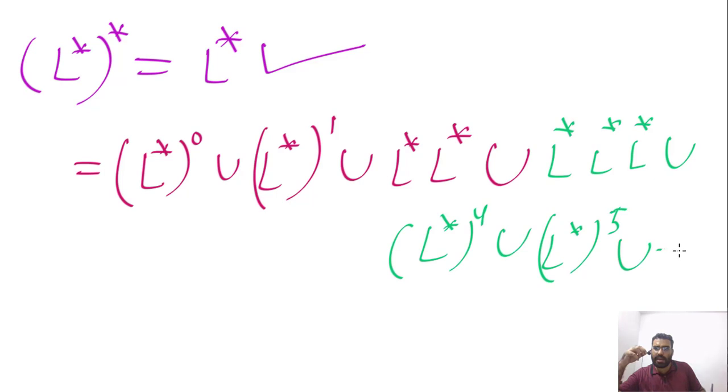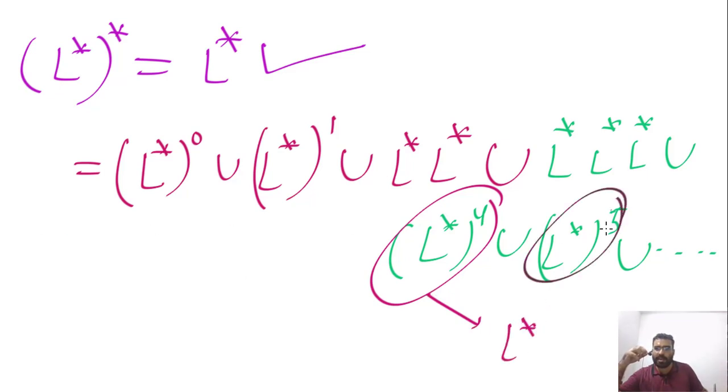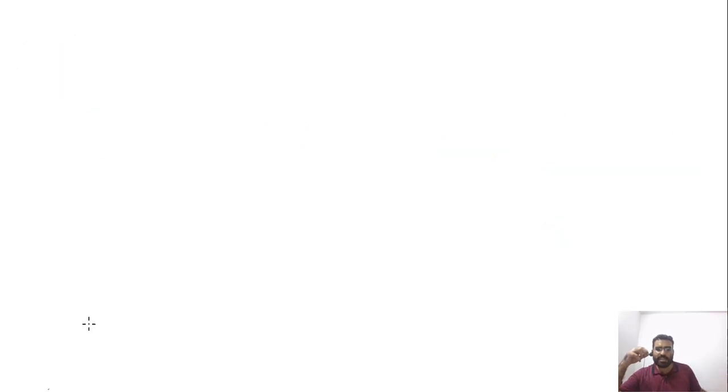So whatever L star power you take, everything will become L star. Finally, when you do L star union L star union L star union L star, you will get L star. That's your proof. So this proof is actually very simple.